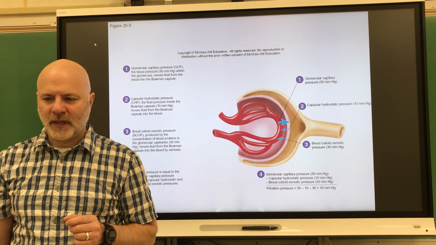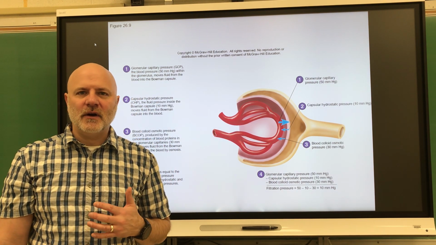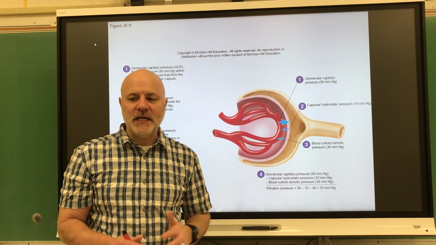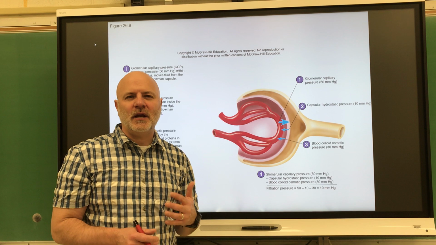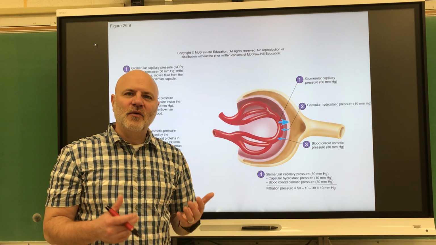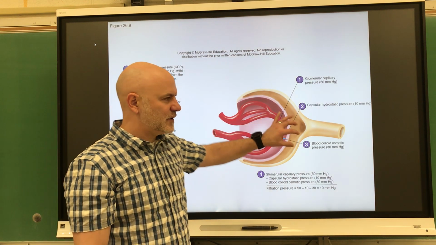and we get about 10 millimeters of mercury pushing fluid in that direction. If we look at our glomerular filtration rate, or the GFR, this is the volume of filtrate formed each minute by the kidneys. This is anywhere from 120 to 125 milliliters per minute, which equals about 180 liters per day that we're going to force through there.